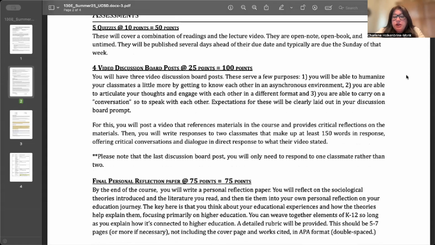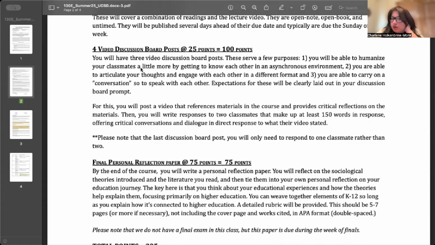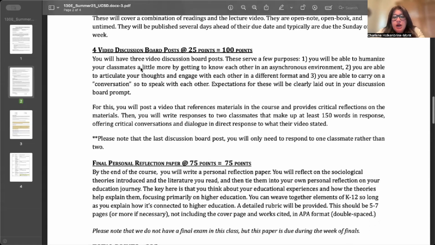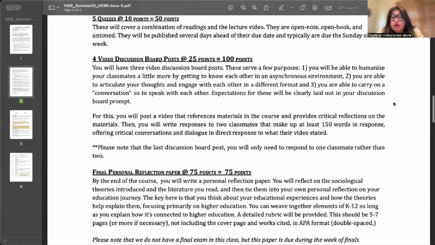Then you're going to have 4 video discussion board posts. It should say 4, I'll update that on your syllabus side. So you'll have 4 discussion board posts. They're going to have several things.